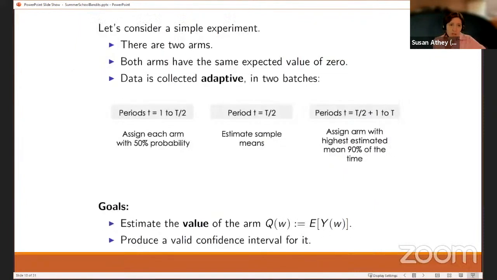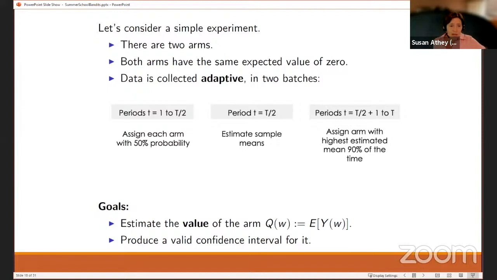So let's consider a simple experiment. There are two arms, and each arm has the same expected value of 0. The data is collected adaptively in two batches. In the first half, we assign 50% probability to each arm. Then at the end of that batch, we estimate the sample means. And then in the second batch, we assign the arm with the highest estimated mean 90% of the time.